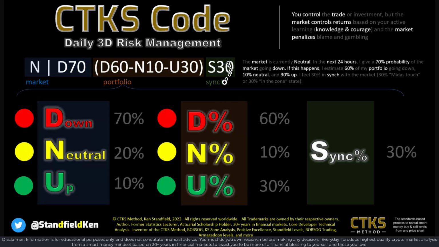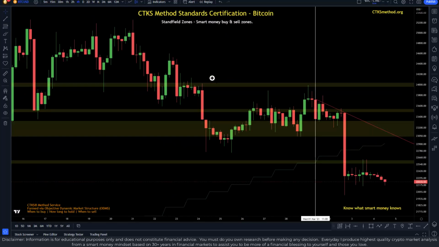The last part is the synchronicity factor, how synchronized with the market you feel. The market is always allocating funds from the desynchronized to the synchronized. You want to get synchronized, and you can get synchronized by understanding that you control the trade or investment, but it's the market that controls the returns. And those returns are always based on your active learning, your knowledge, and your courage. The market always penalizes blame and gambling. We know that no alt can escape Bitcoin's gravity, so it's very important to look at Bitcoin.